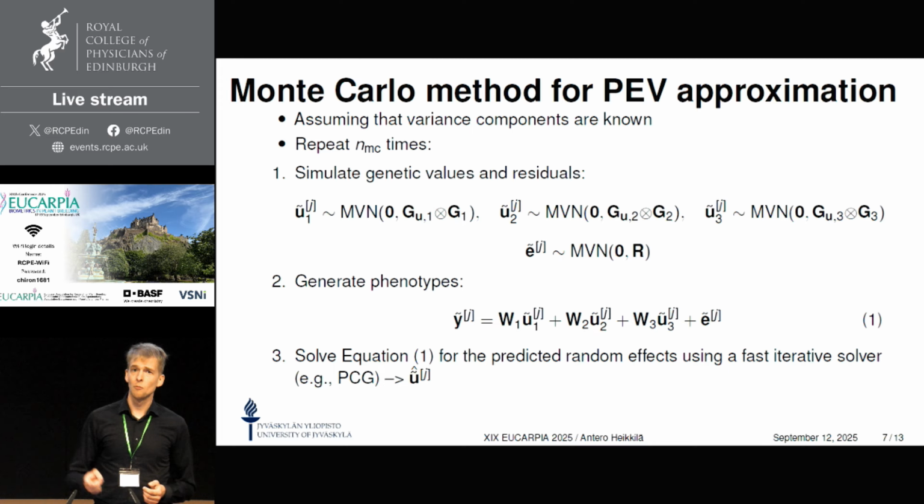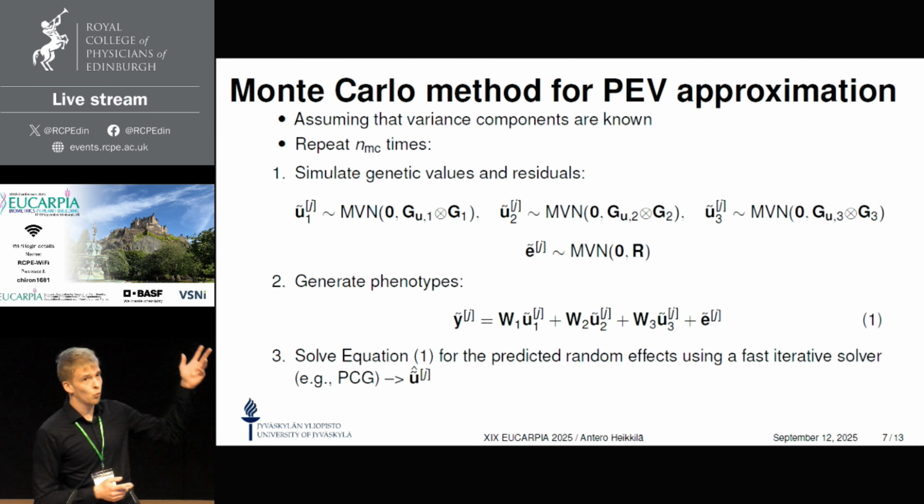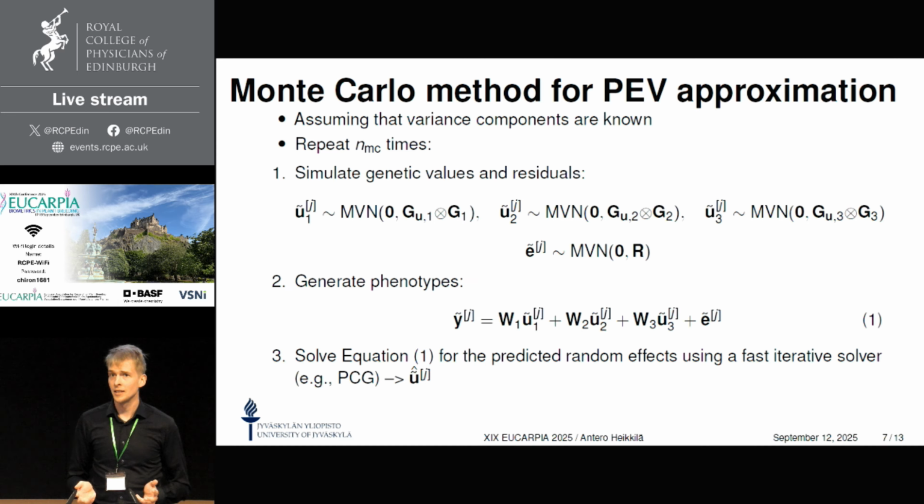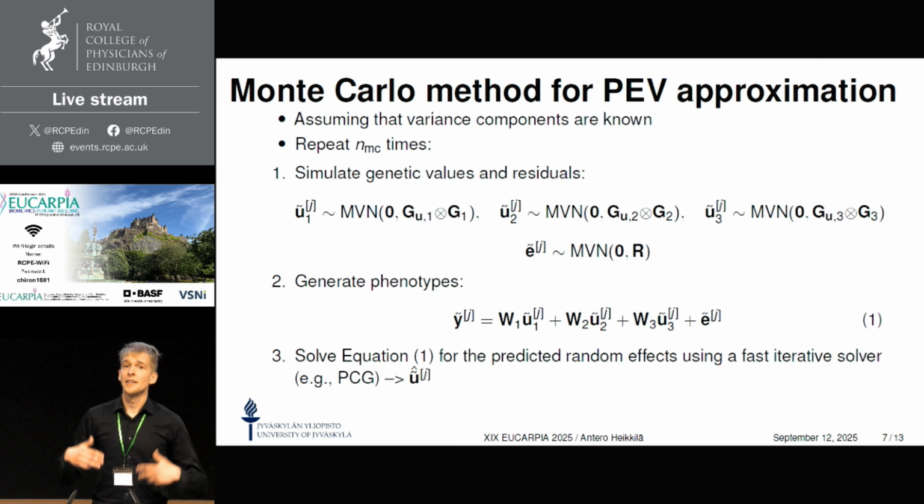After we have simulated the genetic values and residuals, and then the phenotypes, we will solve this equation 1 using a fast iterative solver such as the preconditioned conjugate gradient algorithm. That's how we obtain the predicted random effects. And then we will do this three-step process for NMC times.